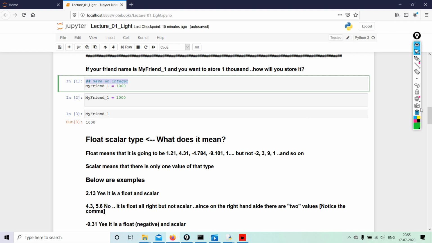Very, very important. Please remember this whenever you want to comment out something or you want to make notes for yourself. This particular line will not be run. This is only for commenting purpose. So I have given my_friend_1 the value of 1000. I run it.